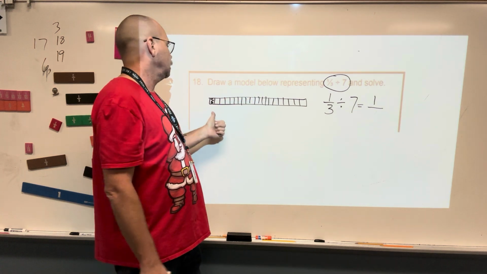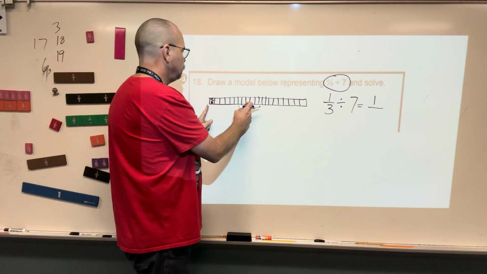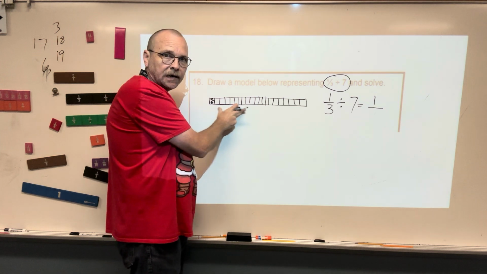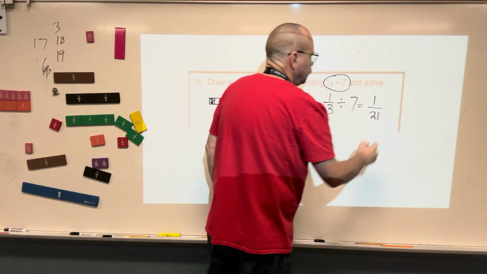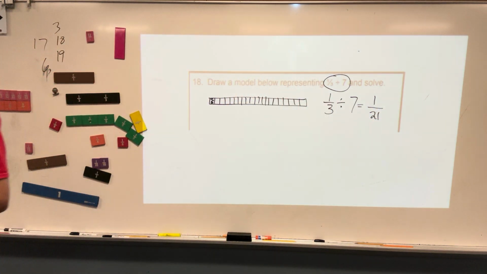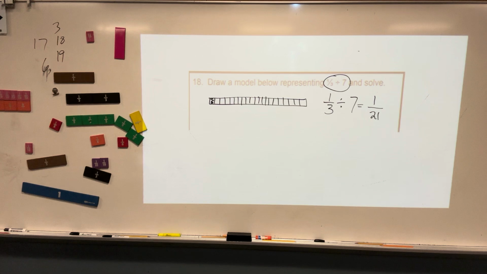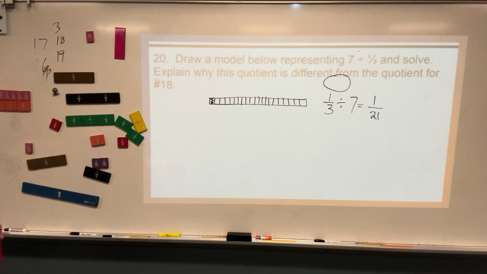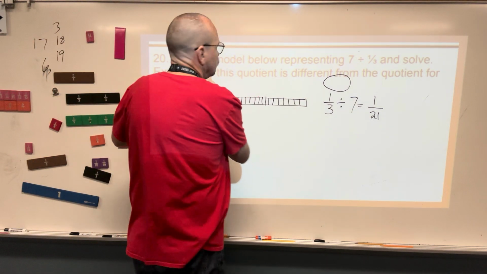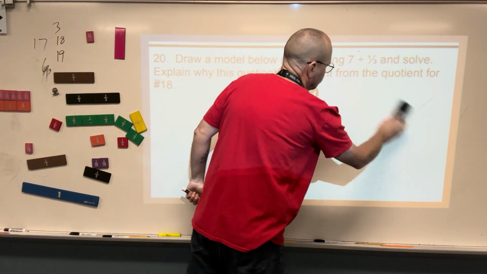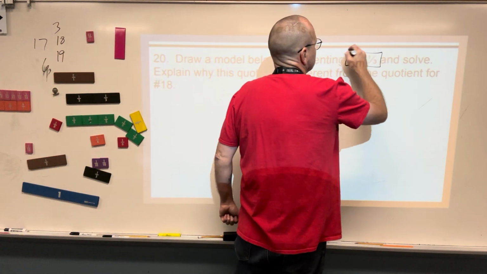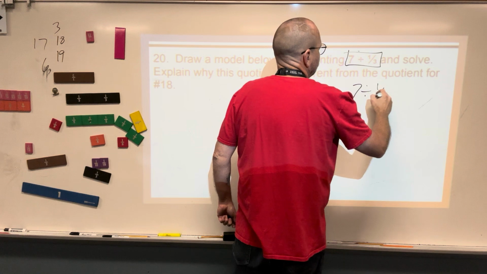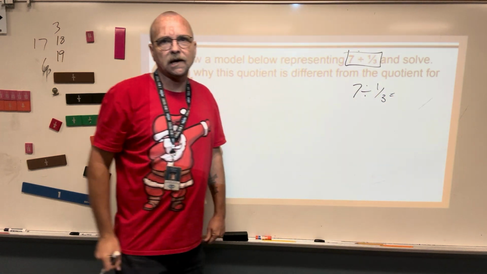So a model representing 1/3 divided by 7. I had my 1/3. I divided my 1/3 into 7 equal pieces. One of those pieces would have the value of 1/21. A unit fraction divided by a whole number gives me a unit fraction. Now this is different. This is 7 divided by 1/3, which means it's a whole number divided by a unit fraction. So 7 divided by 1/3 tells me my answer is going to be a whole number.